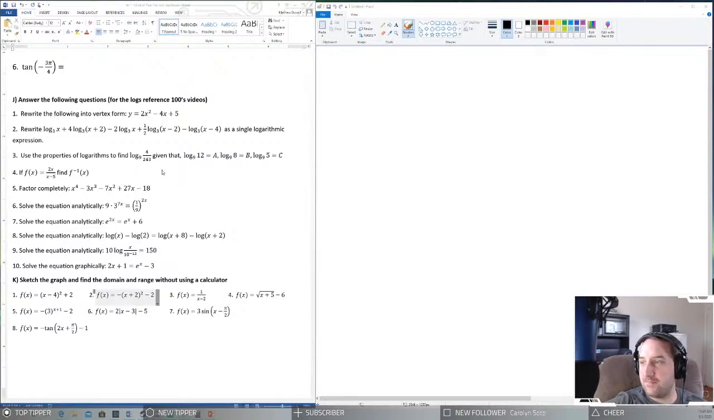All right, so section J, we got logs. It's just a mixture of a bunch of exponential equations. Are there any of these in particular that you'd like to see me go over? There's only an 8-second delay. Number 3. Use the properties of logs to find log base 9 of 4 over 243, given that log base 9 of 12 is A, log base 9 of 8 is B, and log base 9 of 5 is C.